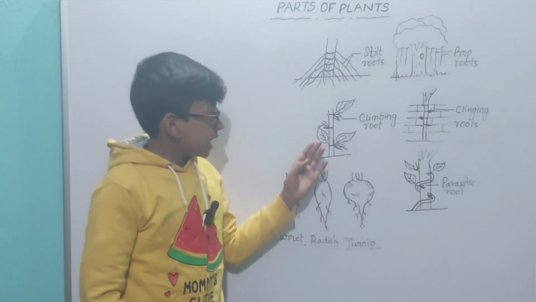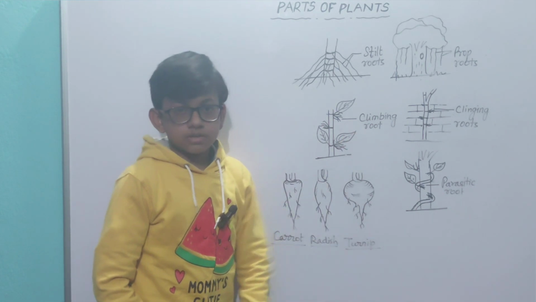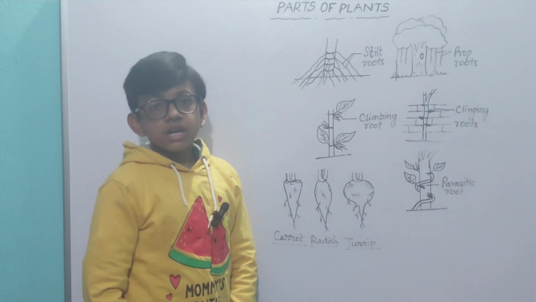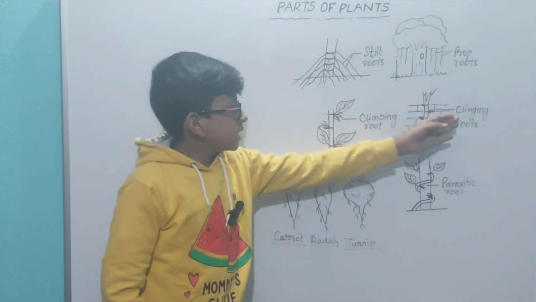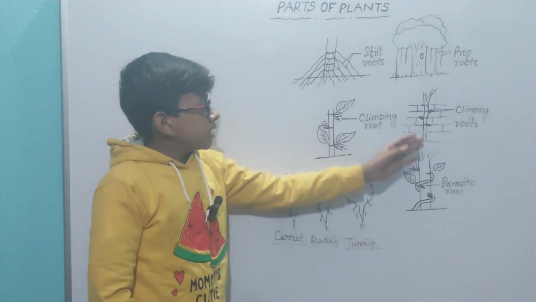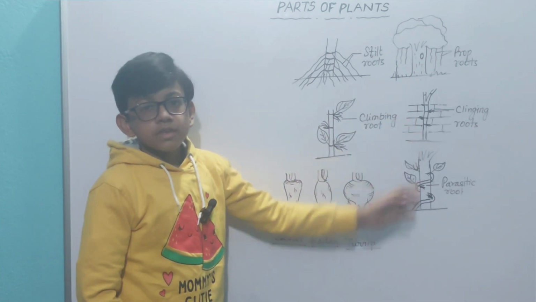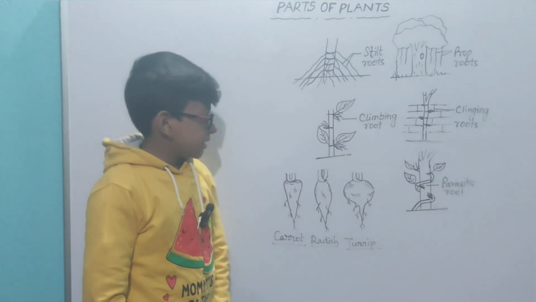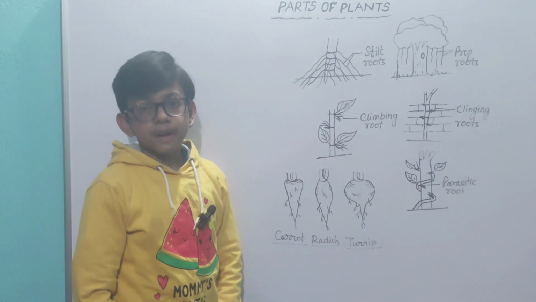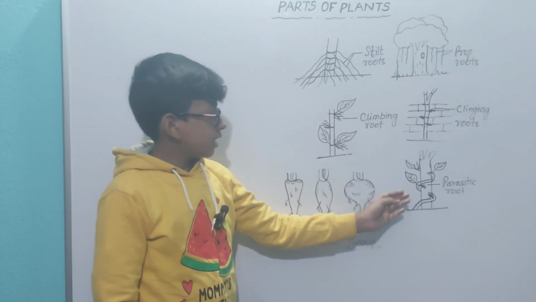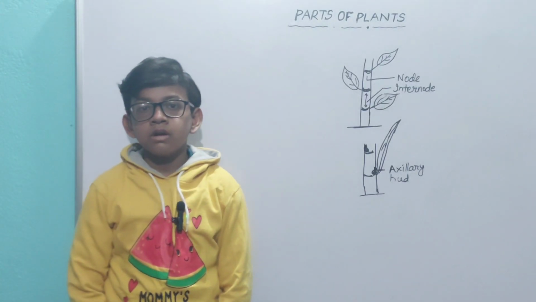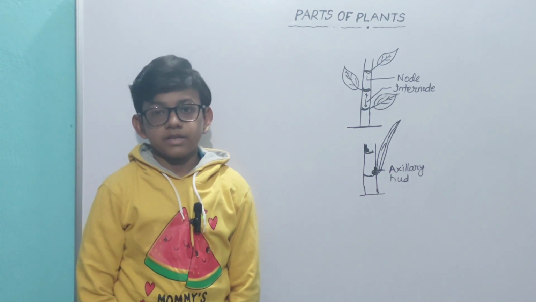Now let's know about climbing, clinging and parasitic roots. Climbing roots climb any external support. Clinging roots enter into the cracks or crevices of any external support to give extra support to plant. Now, parasitic roots. Plants having parasitic roots coil around another plant and their roots take water, minerals and food from another plant.